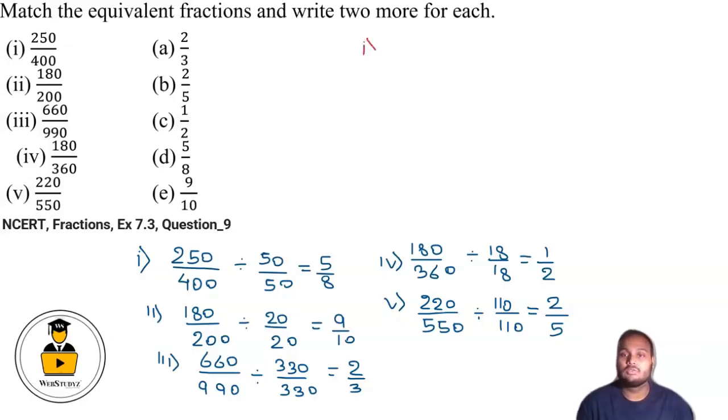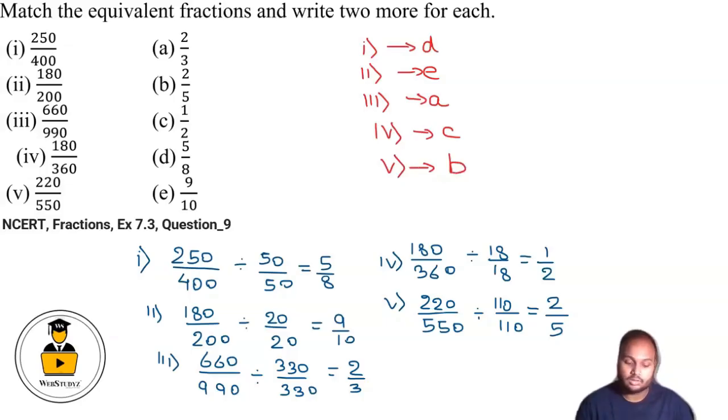So the first one matches with 5 by 8, that is D. The second one, 9 by 10, matches with E. The third one, 2 by 3, matches with A. The fourth one, 1 by 2, matches with C. Fifth one, that is 2 by 5, matches with B. Fine. So we have got the required answer.